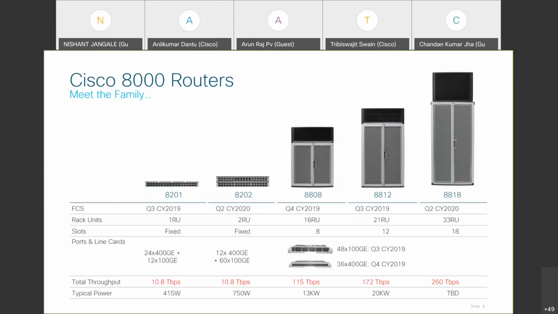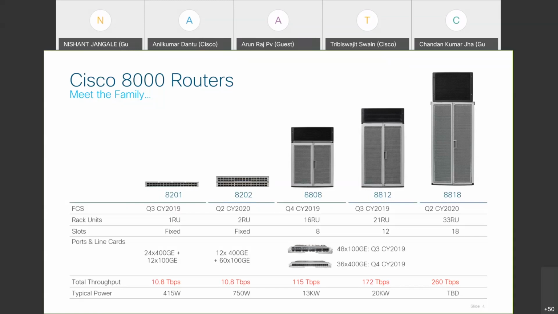Cisco 8000 router is the flagship product from Cisco. It's a new product line from Cisco, and it is positioned as an LSR router in the MPLS core backbone. It is also positioned as an aggregation router in the ISP as well as in the data center domains. Also, it is positioned as an internet gateway router. So as of today, this product is getting positioned in three roles.